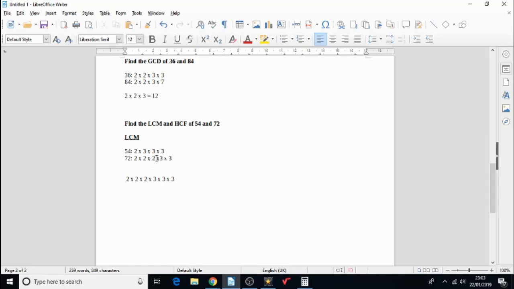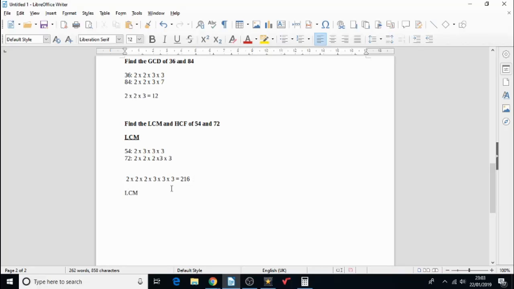Because 2 is a common factor in both of these two numbers, but we want to multiply by the highest amount of that factor. It's in there 3 times in 72, whereas in 54 it's 1 time. Same with 3, it's in 54 3 times, whereas it's in 72 twice. So to work out the lowest common multiple, we do 2 multiplied by 2 multiplied by 2 multiplied by 3 multiplied by 3 multiplied by 3 to get 216.